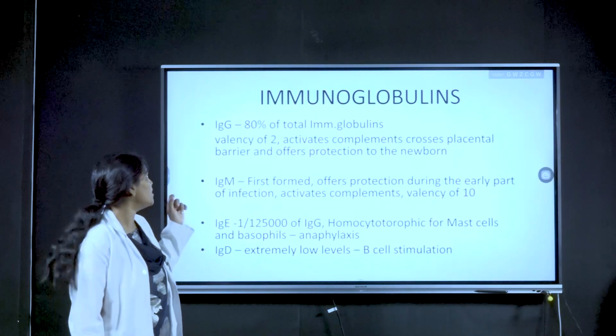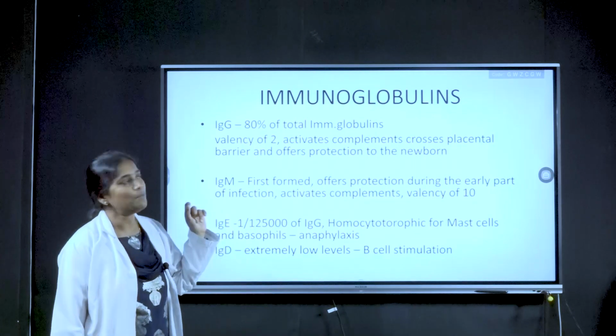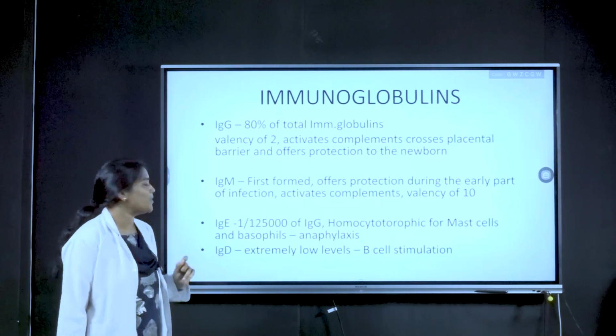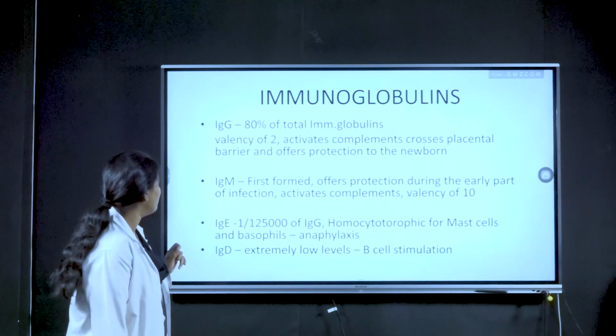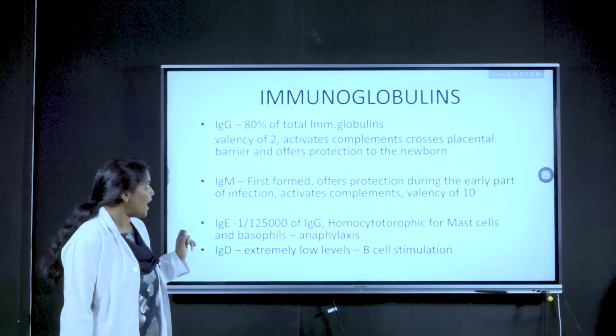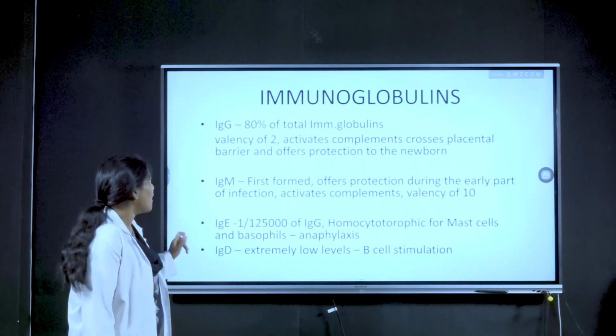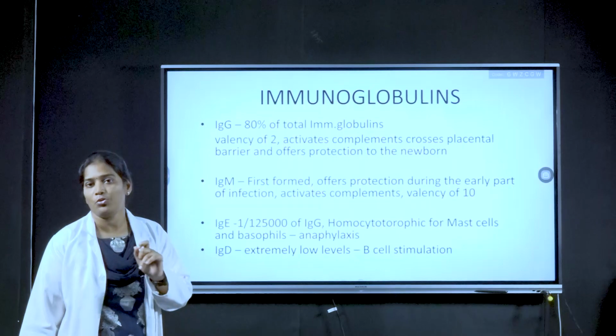We will see what is IgG. IgG comprises 80% of total immunoglobulins. That means it consists of the largest percentage of immunoglobulin components, and it activates complement, crosses the placental barrier, and offers protection even to the newborn.